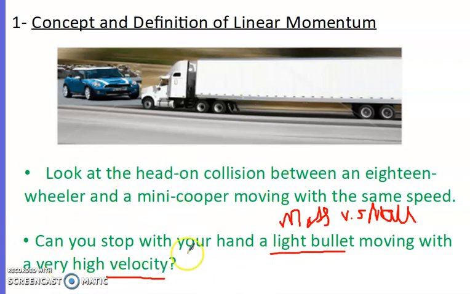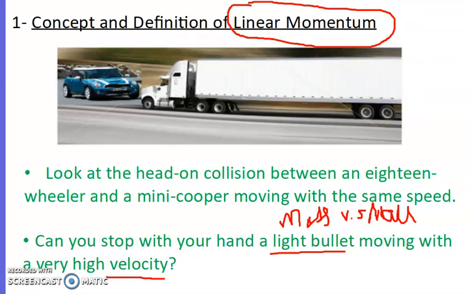So from the two examples, or from the two situations here, we conclude that the effect of motion, or the quantity of motion, if you can call it that, depends on mass and velocity, right? So this quantity, which depends on mass and velocity, is called what? Linear momentum, or let me call it simply momentum of the particle or of the body. That's the concept.